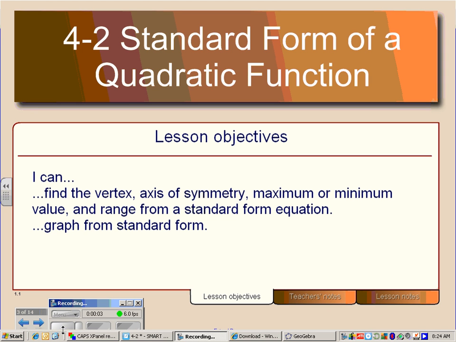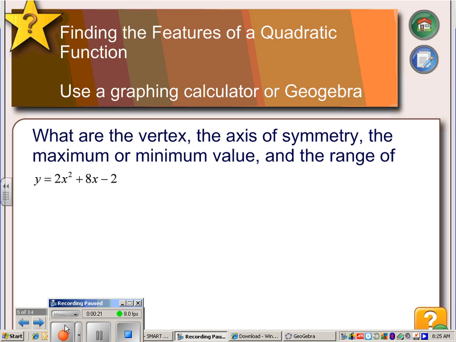This is lesson 4.2. In this lesson, we will be working with the standard form of the quadratic function. Our first objective is to find the vertex, the axis of symmetry, maximum or minimum value, and the range from a standard form equation. We've already done this with vertex form.